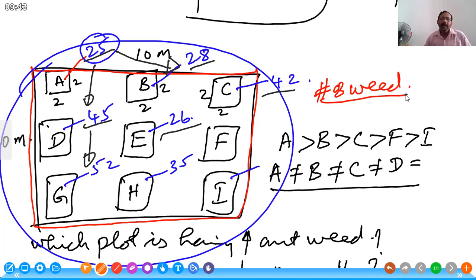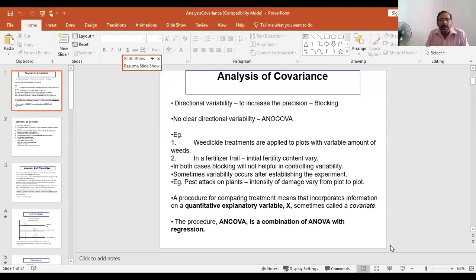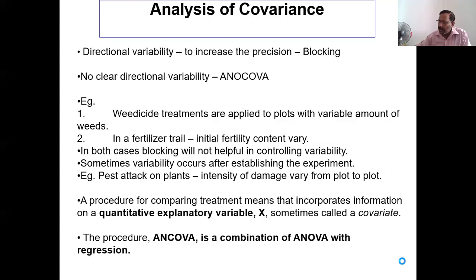So initial number of weeds, initial amount of nitrogen, the number of pests that has been damaging the crop. Likewise, we can talk about it. Right? So that is a quantitative variable. Right? Can you all see this?